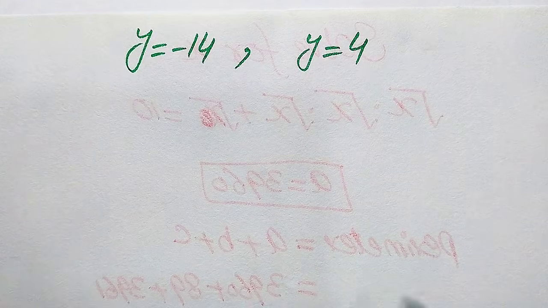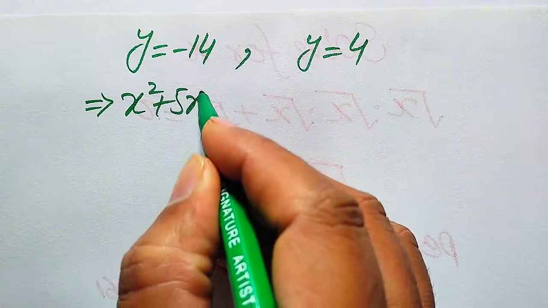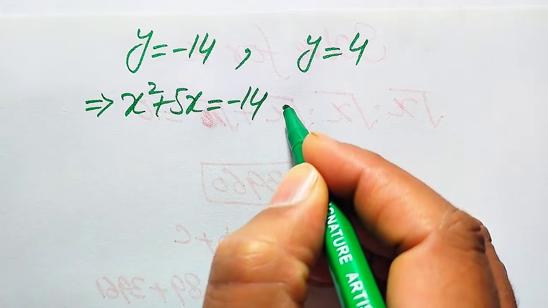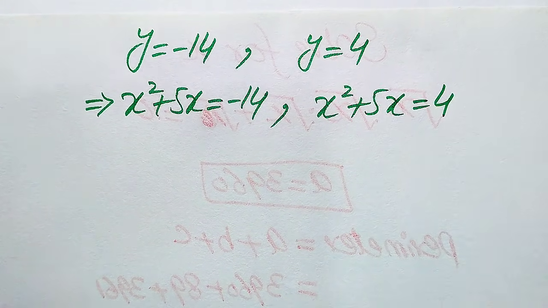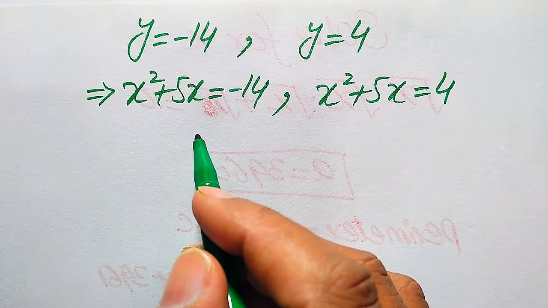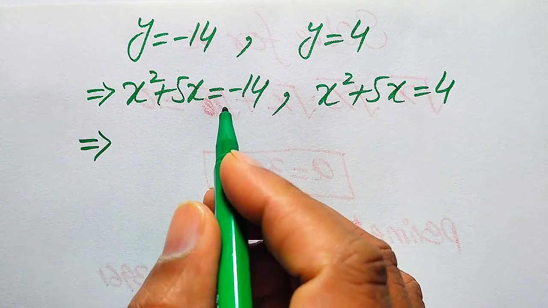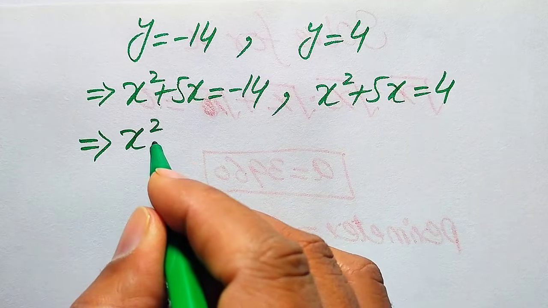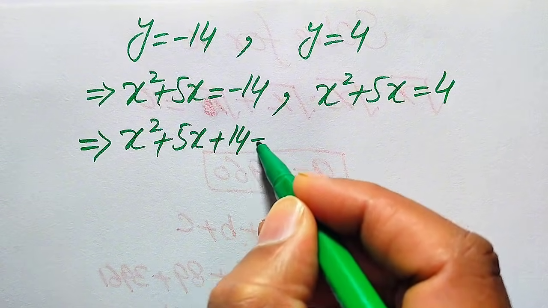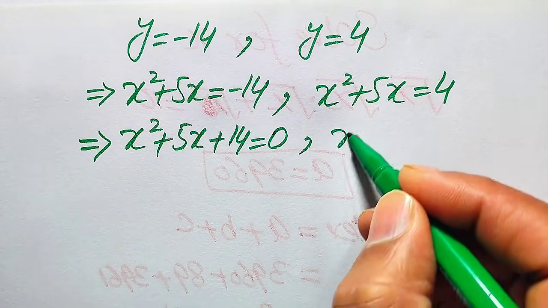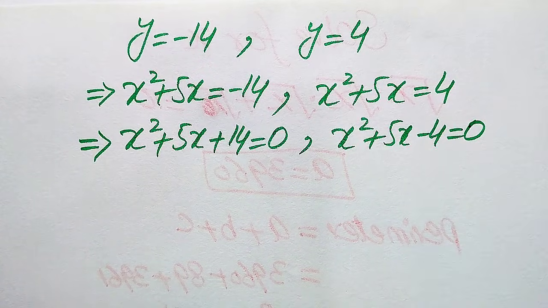And now we move backward and we back substitute the values of y here. The value of y is x squared plus 5x equals minus 14, and this becomes x squared plus 5x equals 4. So here we need to make the factors of both of these two equations, and we get the required values of x. So here first we move minus 14 to the left hand side, and it becomes x squared plus 5x plus 14 equals 0. And from here we have x squared plus 5x minus 4 equals 0.